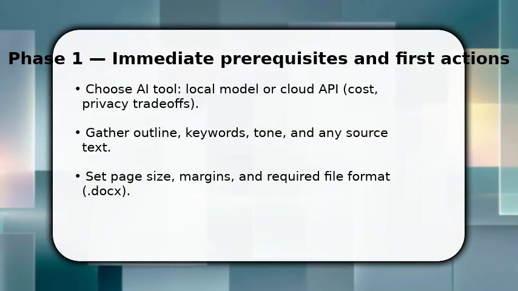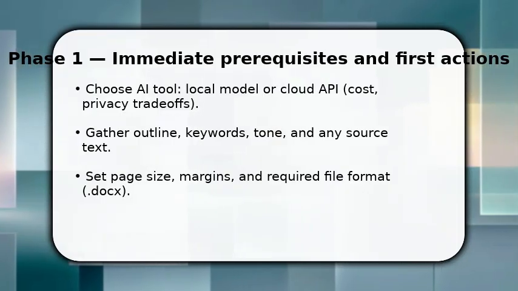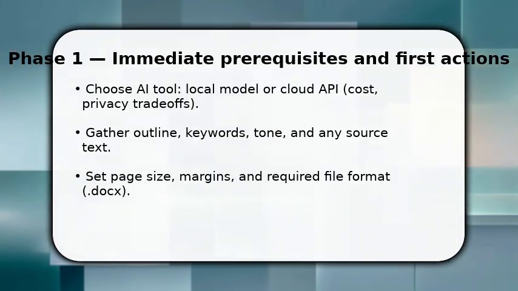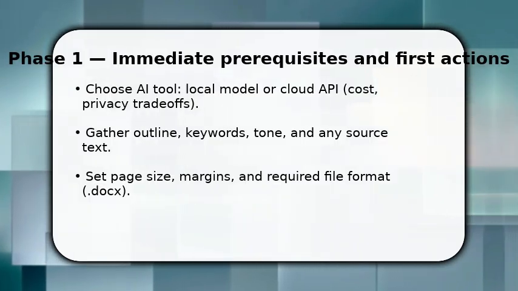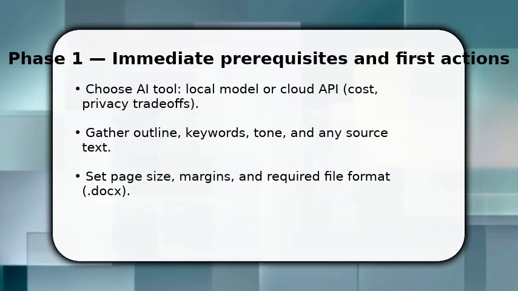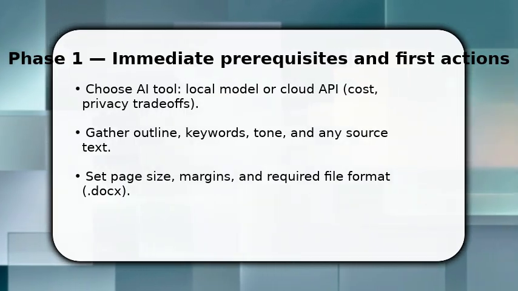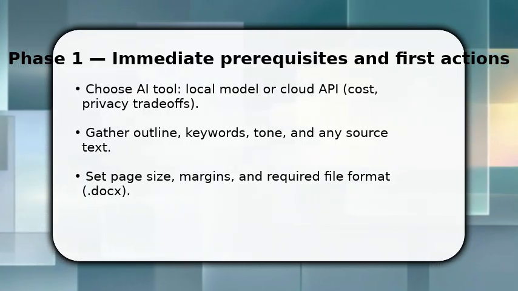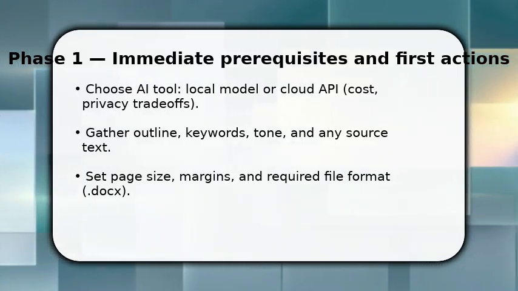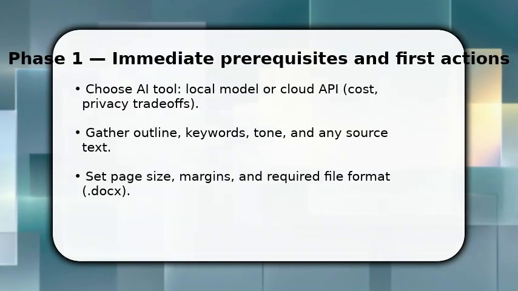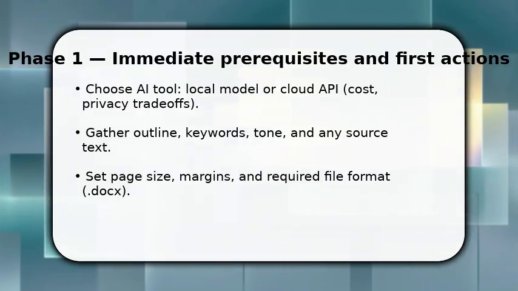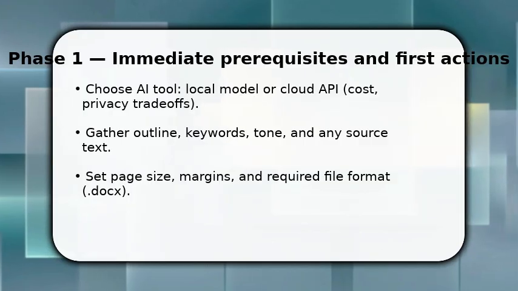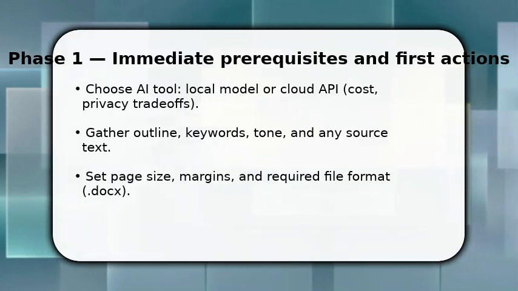You start by defining what the document must do and why. This drives prompts and structure. First, pick an AI service, local model for privacy versus cloud for scale, and collect an outline, keywords, tone, and any source text. Then set the document specs like page size, margins, and docx export so the AI generates correctly formatted content. Once done, craft a focused prompt, context, sections, desired length, and sample sentence to anchor style.